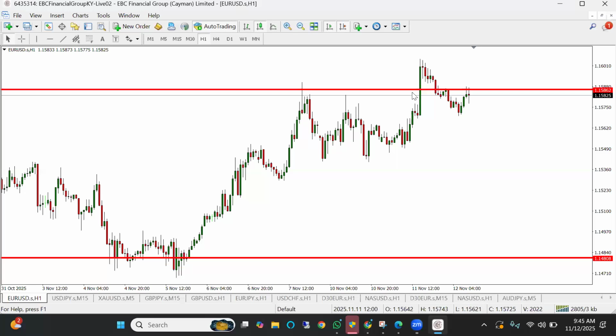What we are waiting for right now: we have seen price push into this. We have seen a liquidity sweep. This is a liquidity sweep. Price should not break this zone again. Remember, I told you it's a very strong zone. That's how everybody is seeing it.